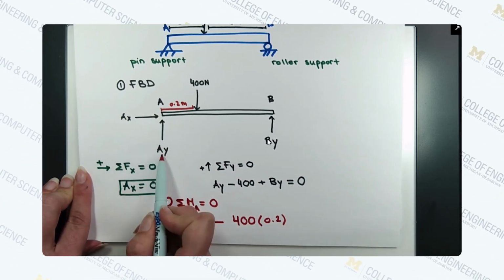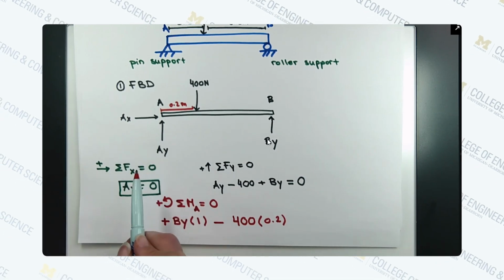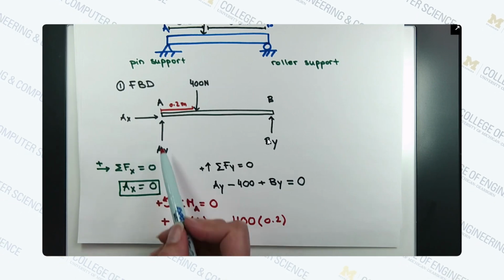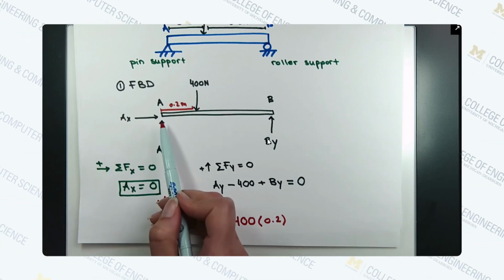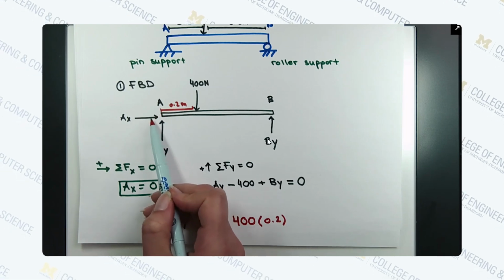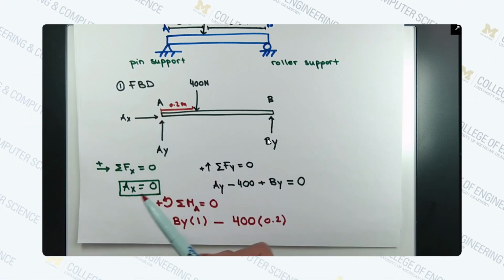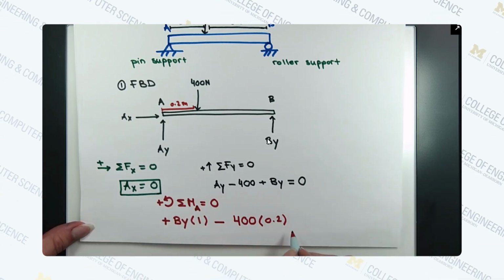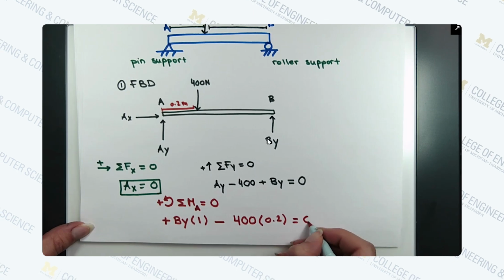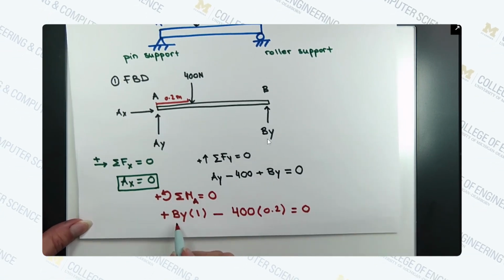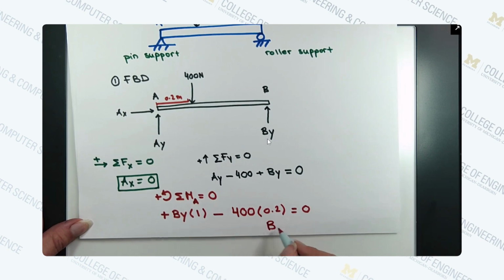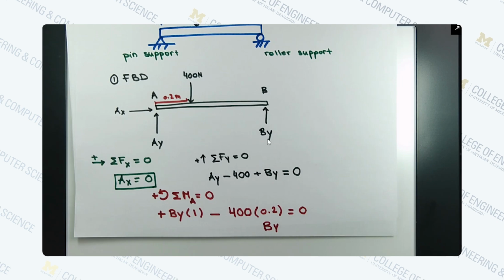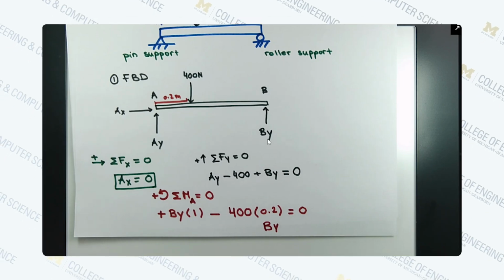Now, AX and AY will not contribute to this moment equation. Why is that? Because it is true that we have forces. However, there's no distance between the force and the point. It's zero distance. So simply the moment is going to be zero, and we will not include them. If we go back to our equation here, we will just set this equal to 0. We only have one unknown, so we can easily find BY. And if we calculate BY, we will get it to be equal to 80 newtons.